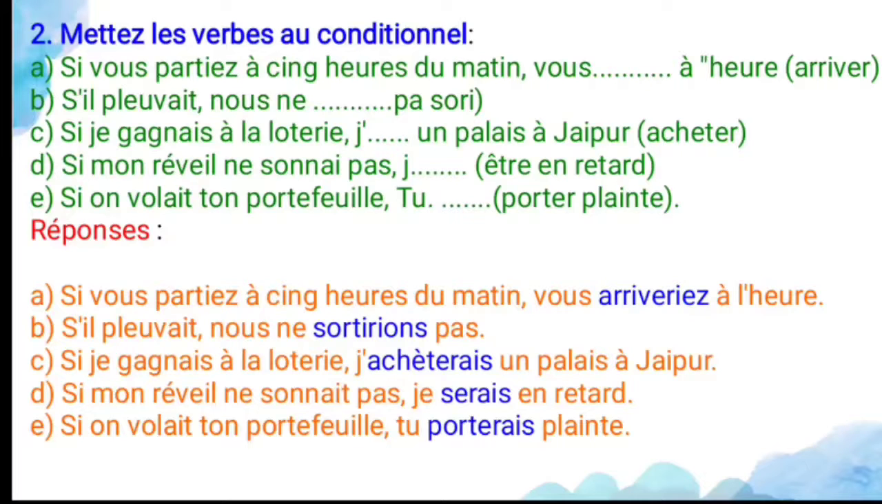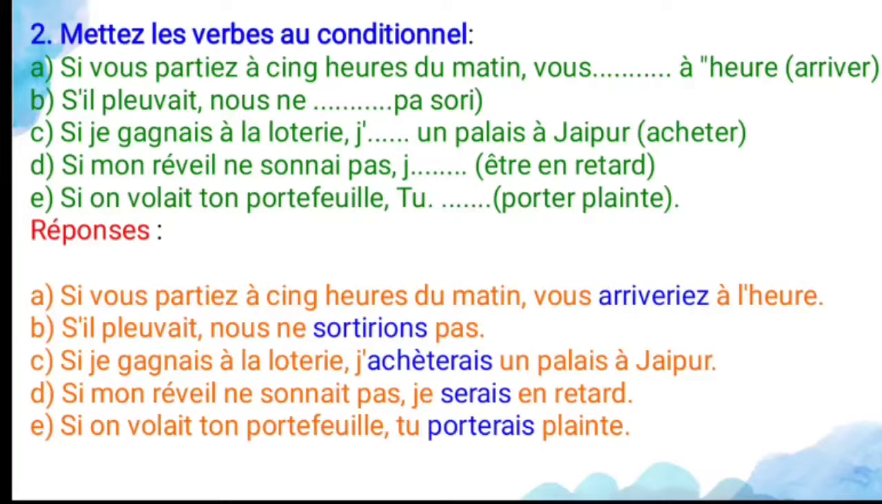And second is si s'il pleuvait, nous ne dash pas sortir verb, that is to leave or to go out. And here sortir verb, it's a regular verb only. For that you have to add the endings. So s'il pleuvait, if it rained, nous ne sortirons pas, so we would not go out.